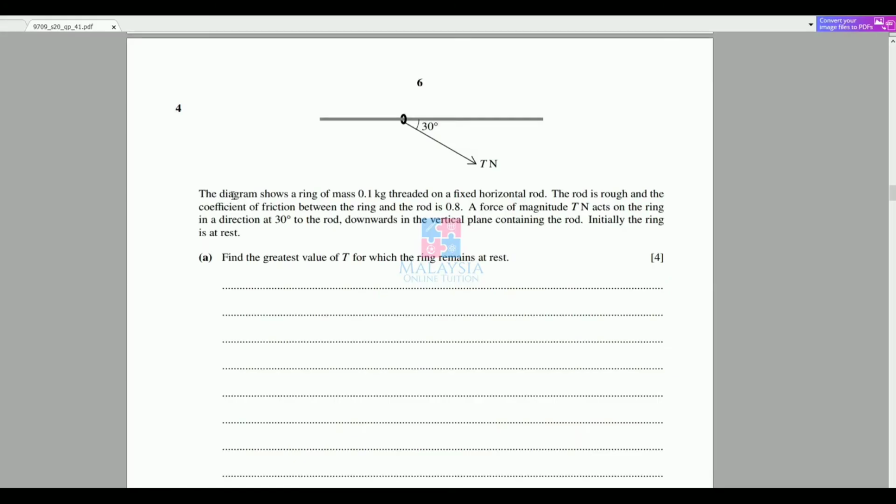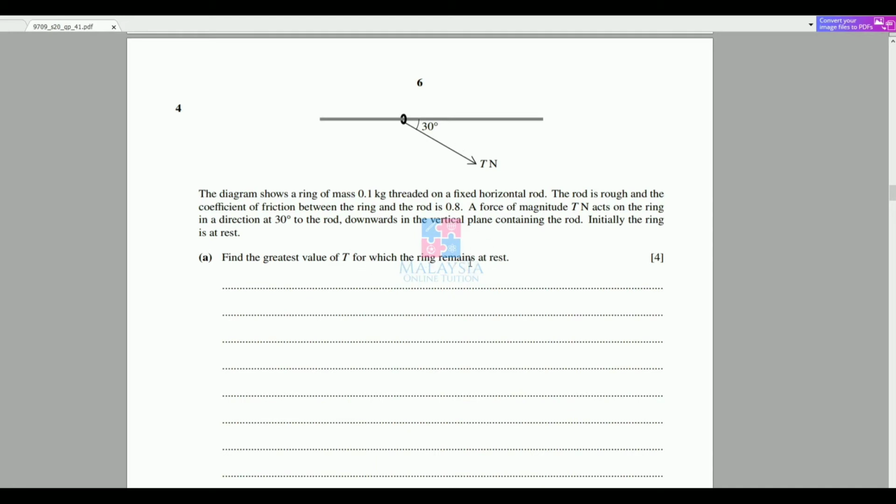Moving on to question number 4. The diagram shows a ring of mass 0.1 kilograms threaded on a fixed horizontal rod. The rod is rough and the coefficient of friction between the ring and the rod is 0.8. A force of magnitude T Newton acts on the ring in a direction at 30 degrees to the rod, downwards in the vertical plane containing the rod. Initially, the ring is at rest. For part A, find the greatest value of T for which the ring remains at rest.